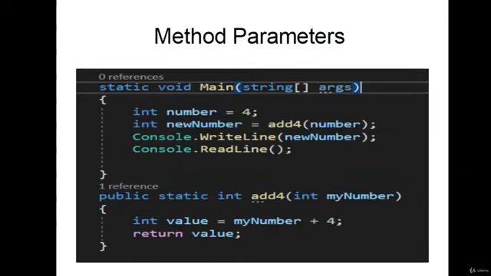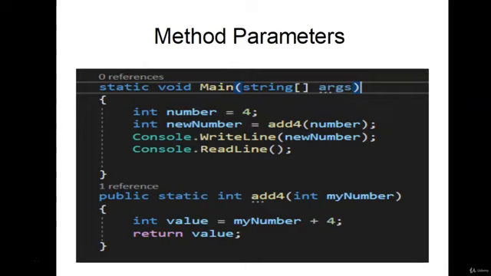Now let's look at methods that take on parameters. Let's look at the method we declared, add4. It's a public static int, so it returns an int, and the name is add4. And it has a parameter. In the parameters, we define what type of variable it's going to take on. So we want to pass an int to this method. And for the parameter name, it can literally be anything, I mean, anything within reason that makes sense to what you're trying to do.